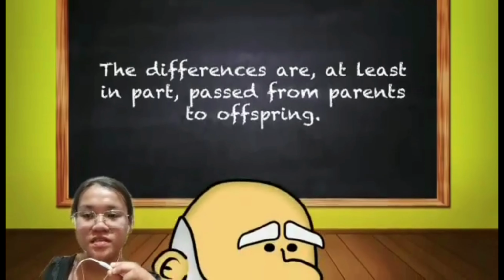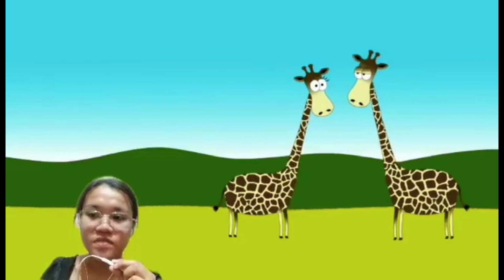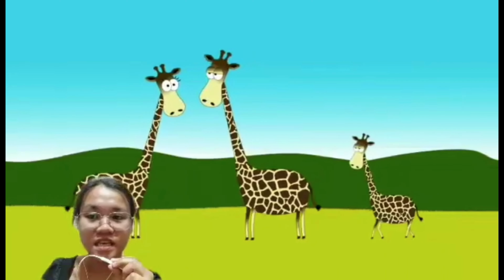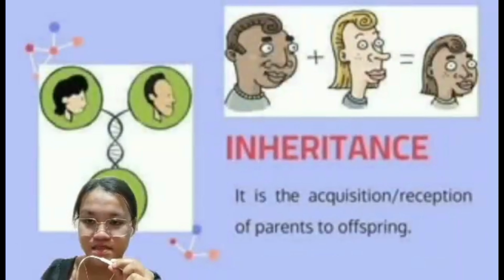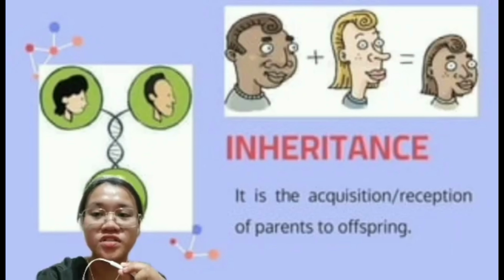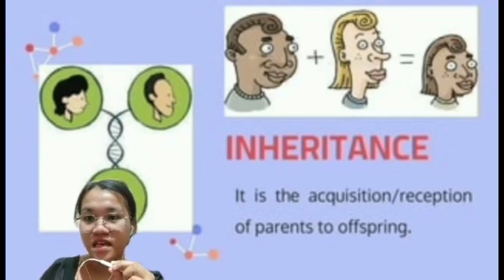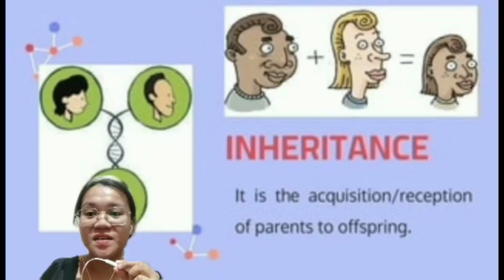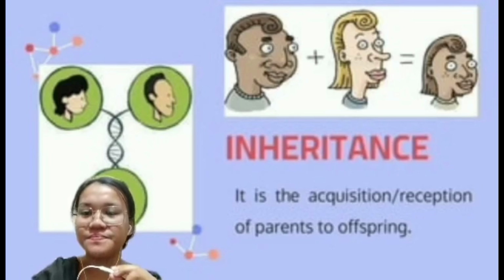Condition number 2. The differences are at least in part passed from parents to offspring. So Darwin's descent with modification is the idea that offspring are fairly similar to their parents with some genetic differences. So in humans, children are like mini versions of their parents, but with a twist in their genes. It's like inheriting your dad's nose, but getting your mom's killer dance moves. So this concept basically says that while we share a lot in common with our parents, we also get a sprinkle of uniqueness that sets us apart.